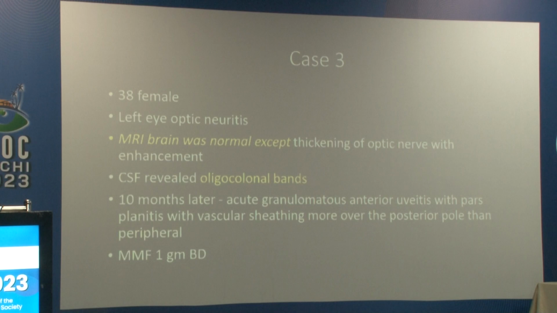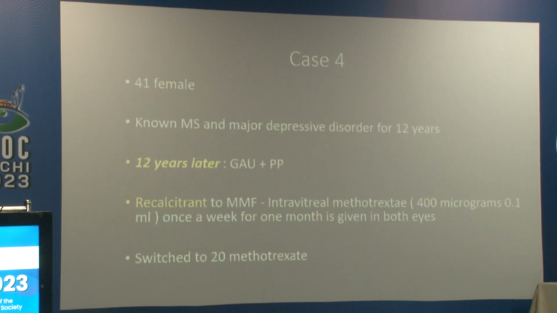This is another case, a 38-year-old female, again with left eye optic neuritis, but in this case the MRI brain was normal except for thickening of the optic nerve. Interestingly, CSF revealed oligoclonal bands, which were included in the recent criteria for diagnosis of MS. Ten months later, she developed acute granulomatous anterior uveitis with again pars planitis. She tolerated MMF well.